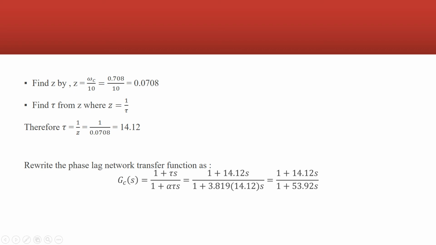After that, Gc of s, as you can see, is 1 plus tau s over 1 plus alpha tau s. So we substitute the tau and alpha values inside this transfer function, and the final transfer function becomes the numerator 1 plus 14.12 s and the denominator 1 plus 53.92 s.